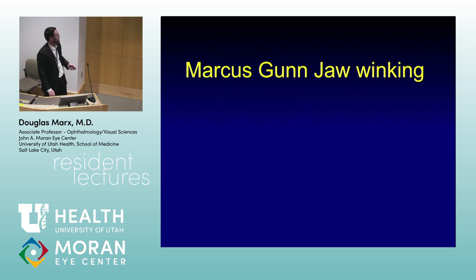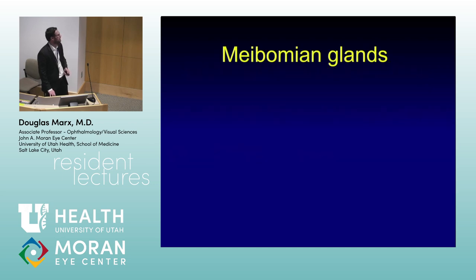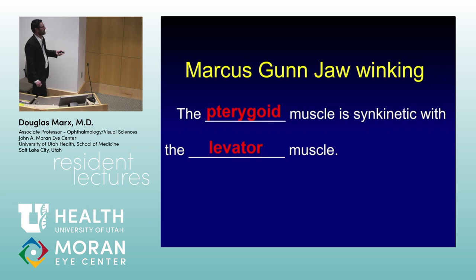Marcus Gunn jaw winking. Oh man, somebody pimped me on this one day, and I was just like, oh. So, yeah, let's go back to that. Pterygoid muscle, kinetic with the levator muscle. Mike, you and I just saw that, didn't we? Yeah. So what happens? They move their jaw, they go ipsilateral or contralateral. How's it change? External pterygoid raises the eyelid and internal closes. So if they go to the ipsilateral side, what usually happens? Usually the lid kind of goes ptotic and then on the other side it retracts.